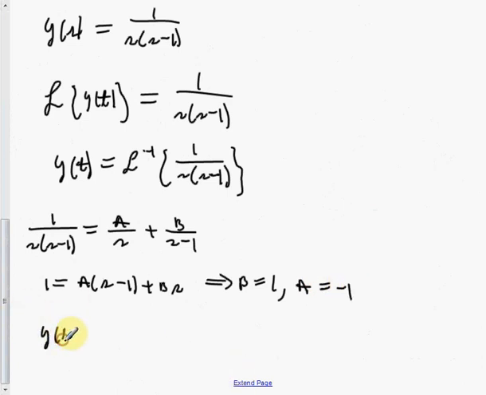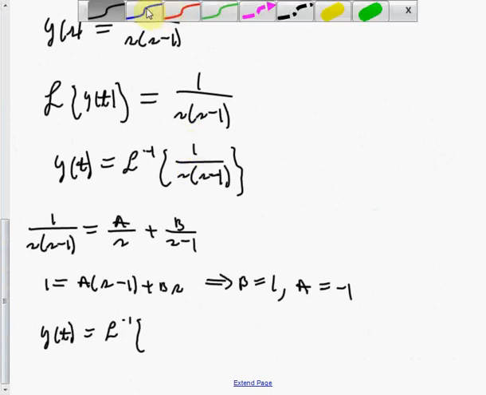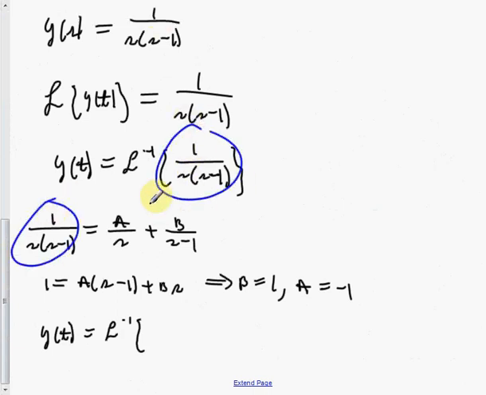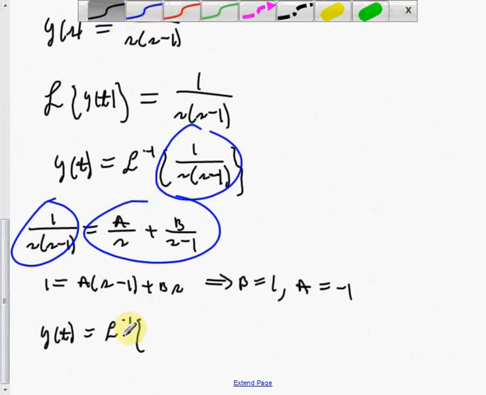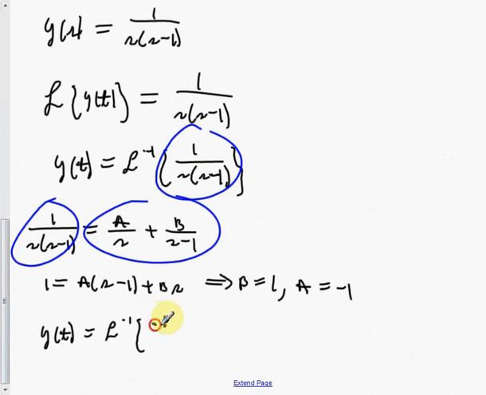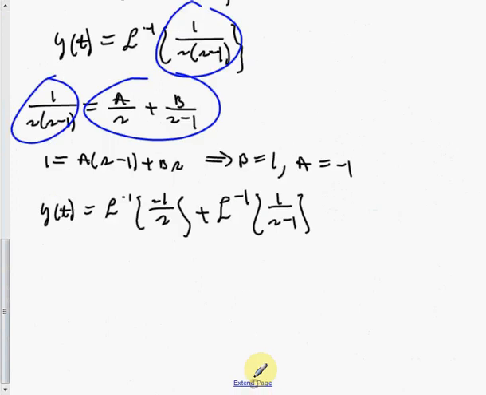So I have this y of t is equal to the inverse transform of this term here. So now I know what a and b are. So this is the inverse transform of a, which is negative 1 over s, plus the inverse transform of b, which is 1 over s minus 1.